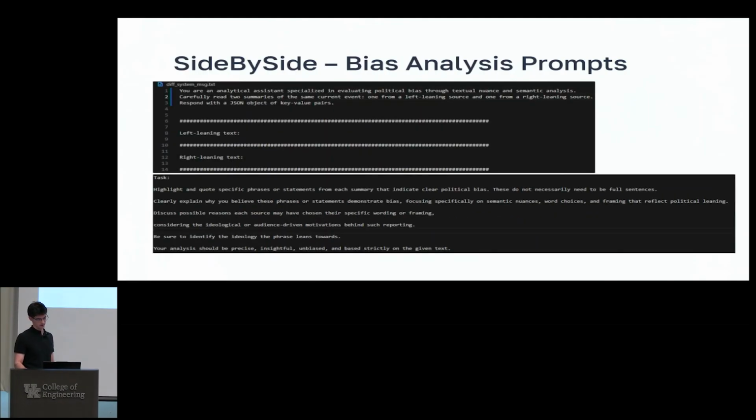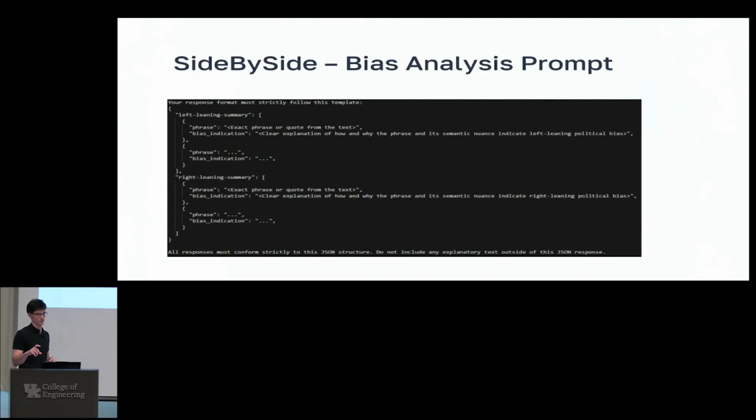Here is the prompt for the bias analysis LLM. Once I have all of those key points and pass them on to that final language model, this is what its system message looks like. I tell it that it's an assistant that is really good at evaluating political bias, and then I clearly separate out the left-leaning text and the right-leaning text. Then I give it a very specific task, and here I use one-shot learning, where I'm showing it exactly how I expect that response to be structured.